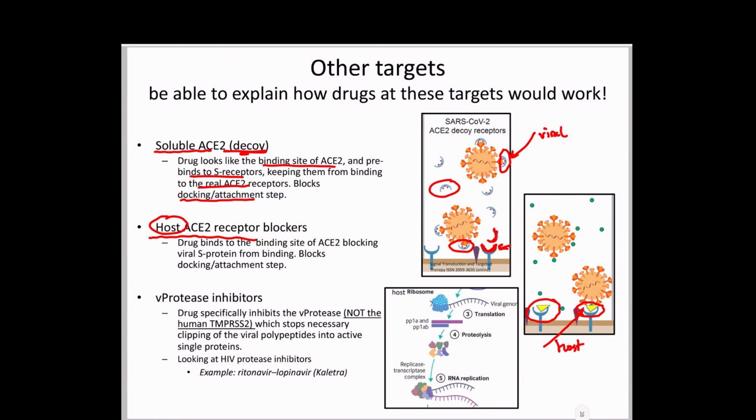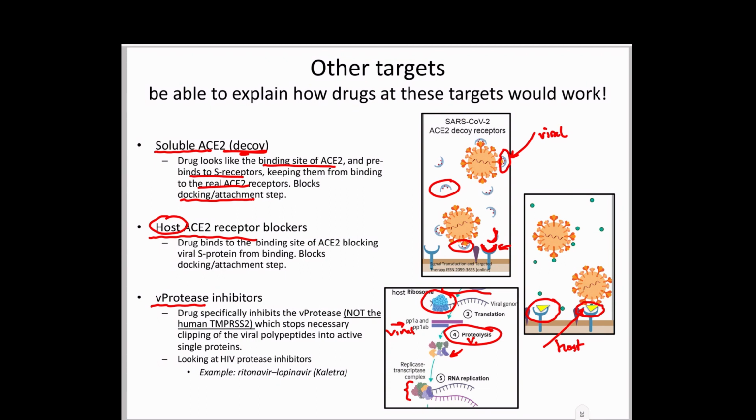And the final drug target that you want to know is the viral protease inhibitor. And remember, you have the viral RNA. It's made into polypeptides by the host ribosome. So now you have these viral polypeptides. Those have to be cleaved by a viral protease in order to fold up and make functional viral proteins. Those functional viral proteins include the RNA pol, and so you have to have those in order to have replication.